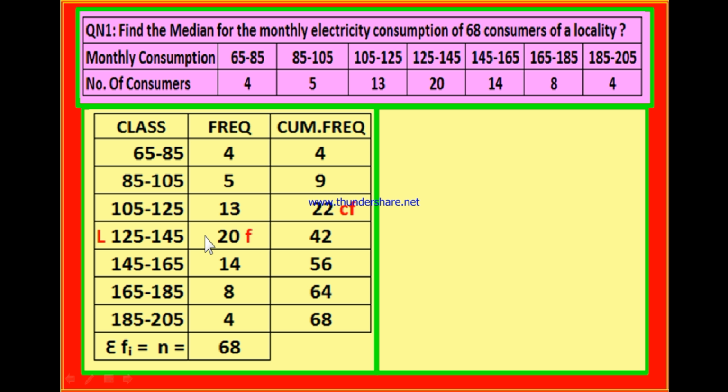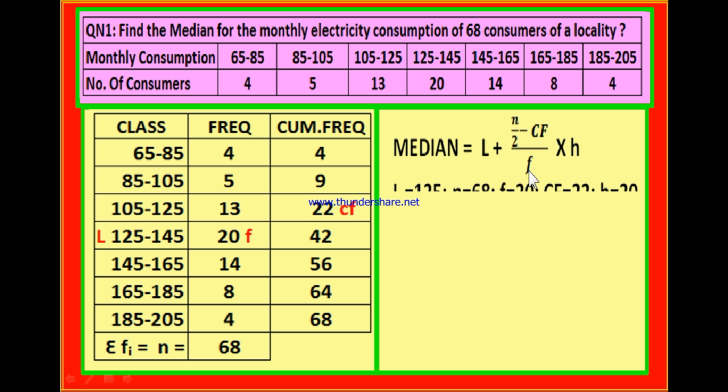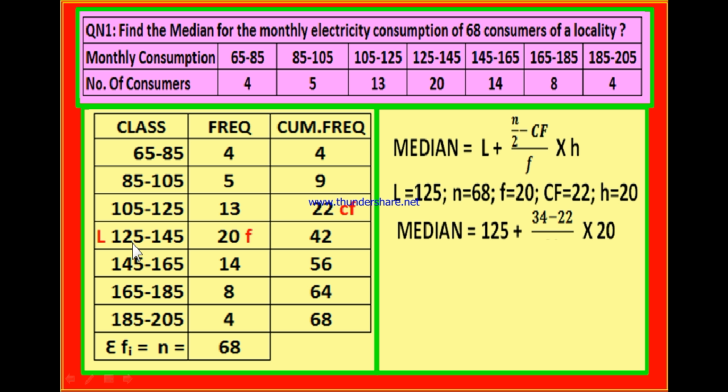Now, let us write the formula for median. The formula to find median using grouped data. Here this is grouped data. Using grouped data, the formula to find median is L plus (n by 2 minus CF) by F into H. I shall repeat: L plus (n by 2 minus CF) by F into H. Here what is the L value? L value is 125 and N value is 68 and CF value is 22 and F value is 20 and H means the difference between any two lower boundaries or any two upper boundaries, which is equal to 20. You substitute all these values in the formula.